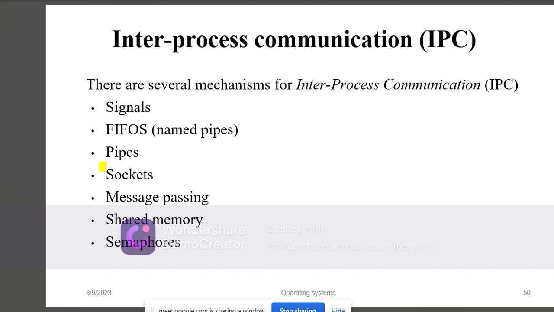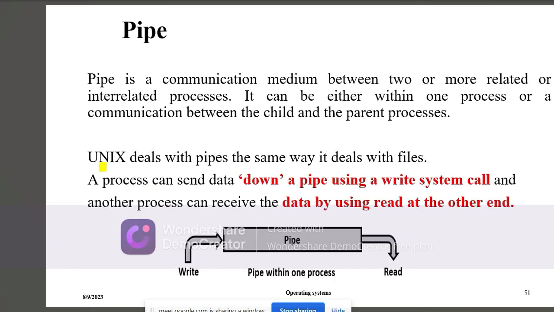So what are the mechanisms available for IPC? First is signals. Second is first in first out, that is a named pipe. Next are pipes, sockets, message passing, shared memory, and semaphores. These are a few mechanisms through which inter-process communication can be done. First is the pipe. A pipe is communication between two or more related or interrelated processes. It can be either within one process or communication between a child and parent process.